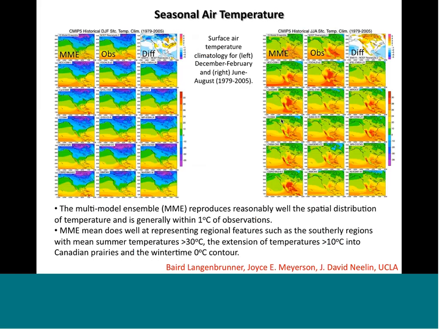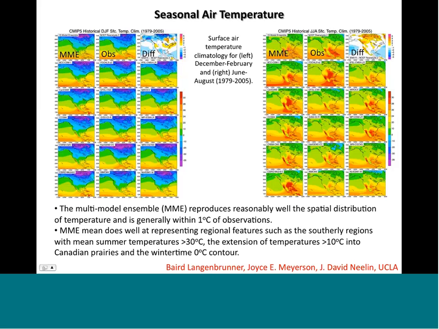Of course, I can't show everything here, so I'm just picking out a few of those, and starting with these basic climate variables. So the first one is seasonal air temperature. Basically, what we see on the left is wintertime climatology of surface temperature. On the right is the summer equivalent of that.